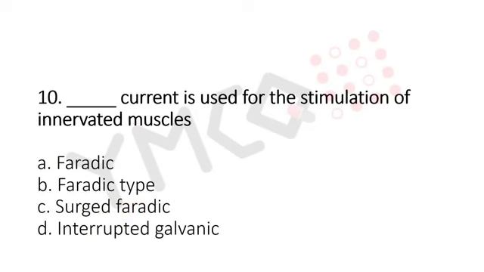Dash current is used for stimulation of innervated muscle. Option A, Faradic current, option B, Faradic type, option C, surge Faradic, option D, interrupted galvanic. And the answer is option A, Faradic. Now let's move to question number 11.